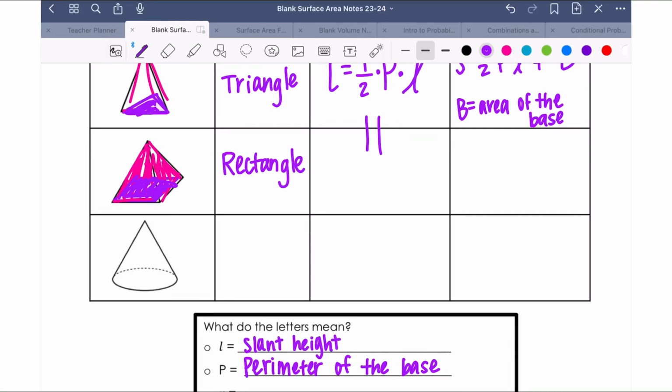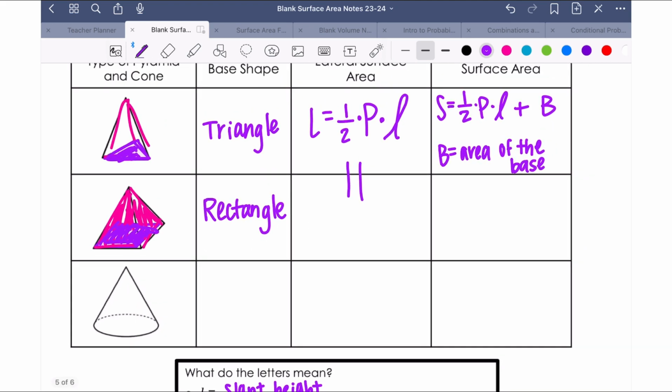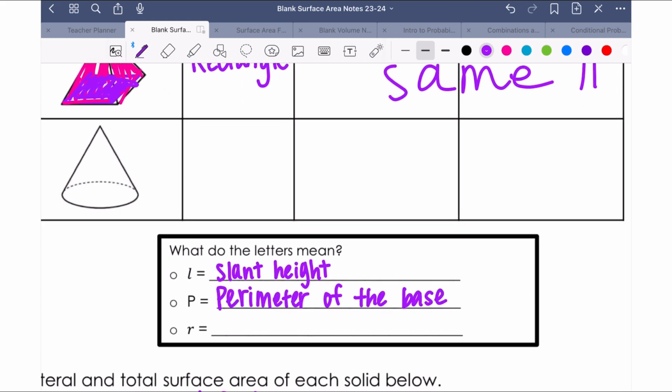Okay, y'all, we're finishing the cone part of the notes now. Remember that the pyramids, the triangle and square pyramids, had the same formula. So if you want to just write here, they're both the same for triangular and rectangular pyramids. But let's do the cones so we can finish the surface area.